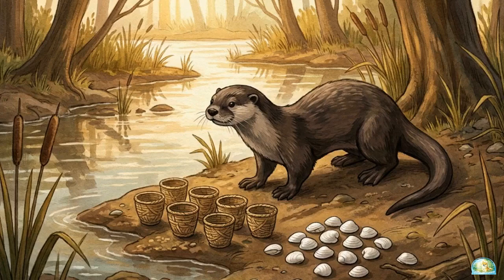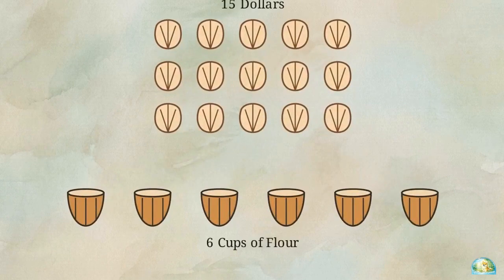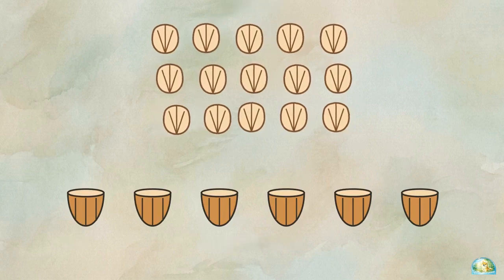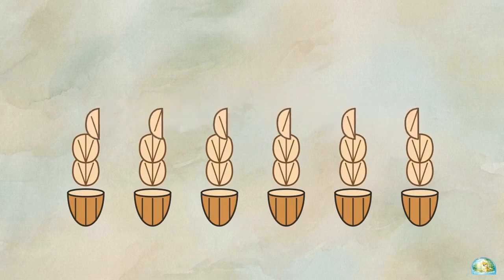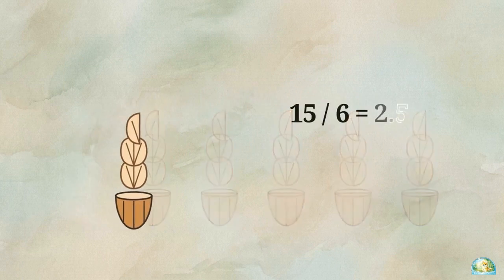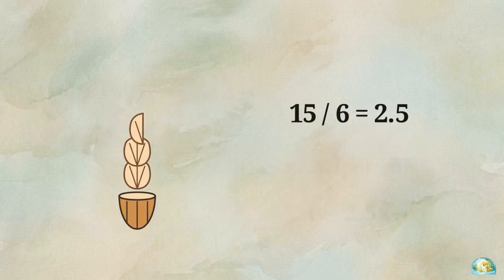In this final scenario, we use the coordinates for flour and dollars to derive the cost of a single cup. This diagram starts with the coordinate 6, 15. Based on our axes, that means 6 cups of flour cost $15. To find the cost for a single cup, we take the total dollars, 15, and divide them evenly across the 6 cups. Dividing 15 by 6 gives us 2.5. The cost is $2.50 per cup.